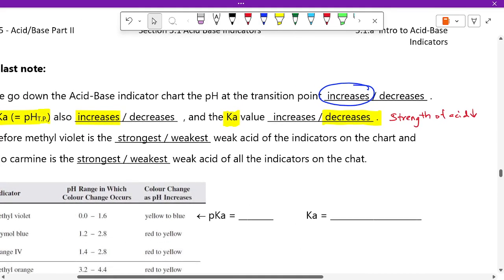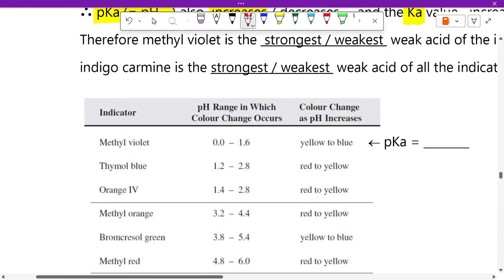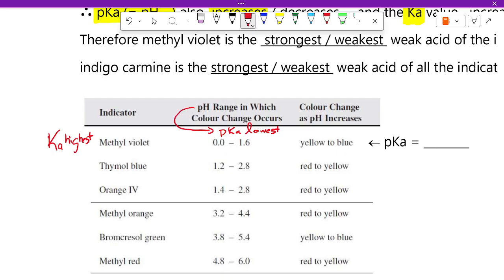So therefore, out of all of these indicators, is methyl violet the strongest or weakest weak acid? It's at the top of the chart. No, it'll be the strongest weak acid. Yeah, because remember Ka at the top is the highest, because the pKa is the lowest. And remember, those two are the same, right?